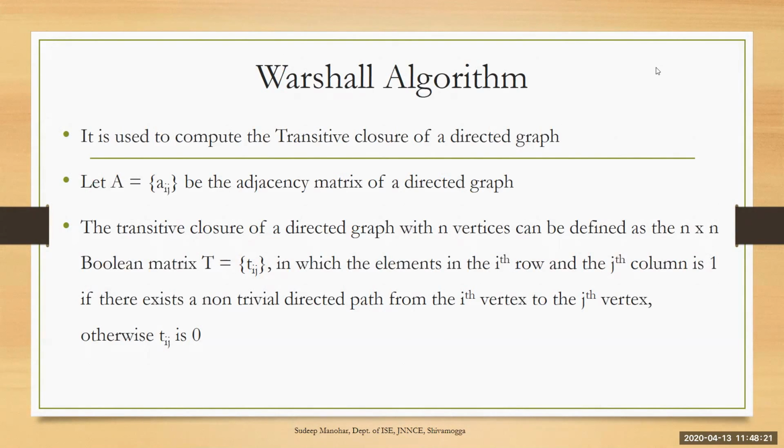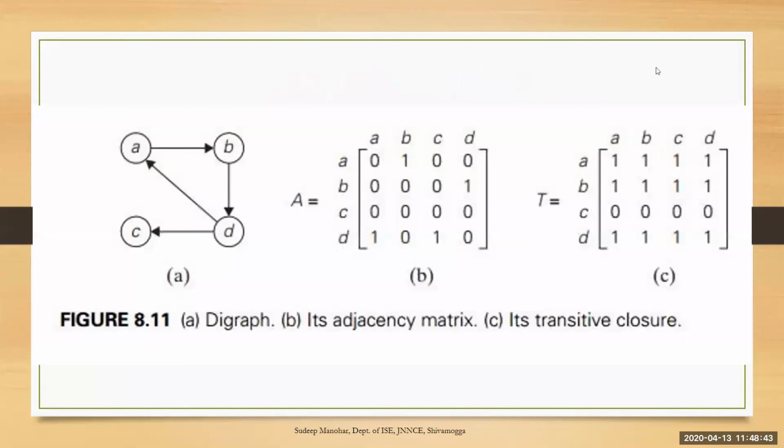Likewise, you are filling the matrix T, that is the transitive closure, which contains either ones or zeros, and wherever there is a 1, it means that there is a path from vertex i to vertex j. So that is in simple terms. I will take one example in the next slide, and I will make you understand what transitive closure is.